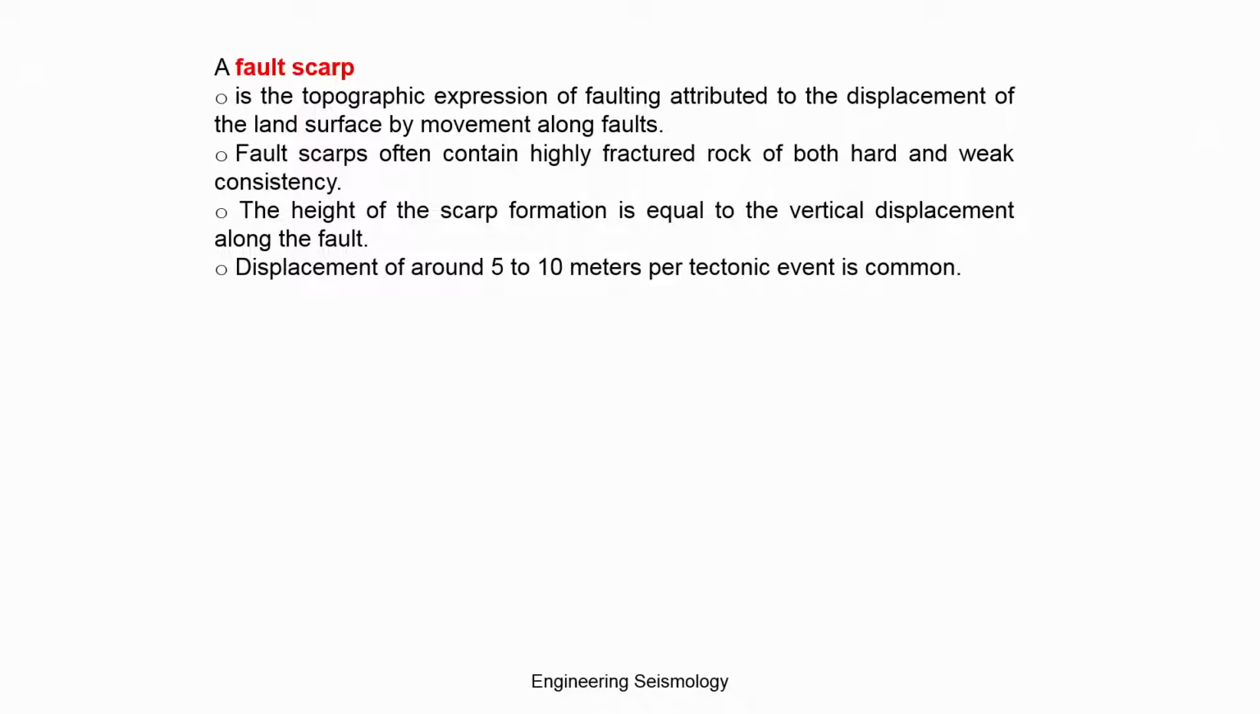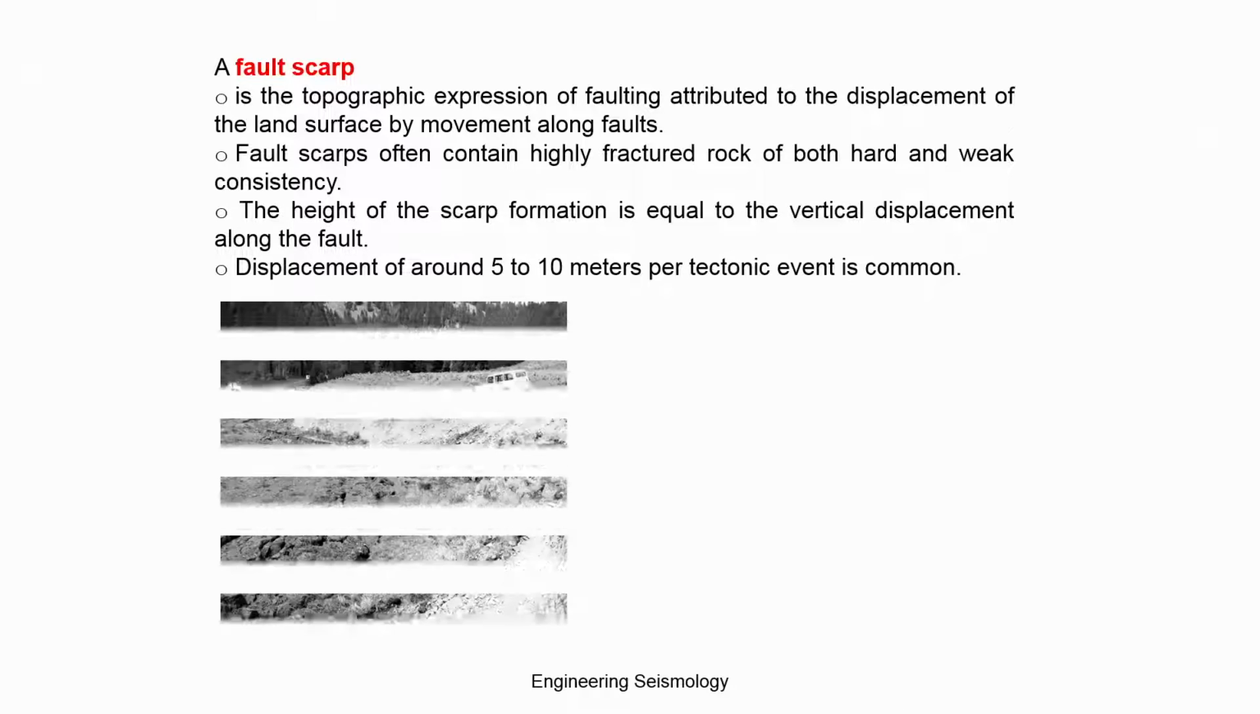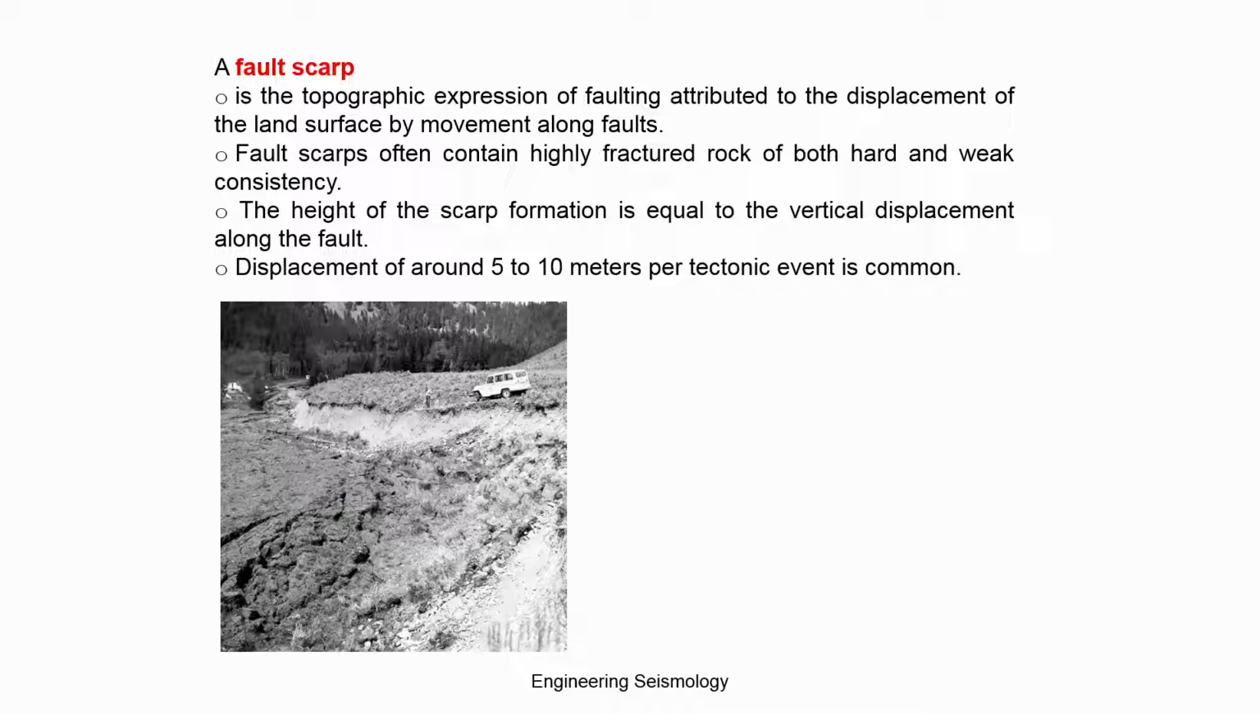All those data you can also collect if there is a possibility. You can see that a fault scarp is a topographic expression of faulting, attributed to the displacement of the land surface by movement along the fault. Fault scarps often contain highly fractured rock on both sides, as well as weak consistency. The height of the scarp generally equals the vertical displacement. So you can get this kind of geological feature here. You can see the same land has gone down due to this kind of seismic activity.